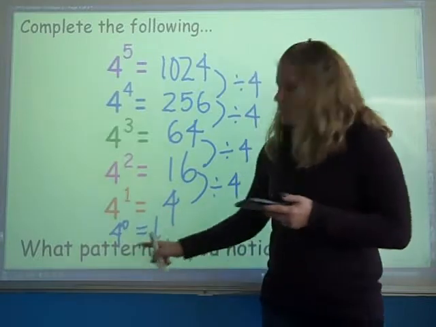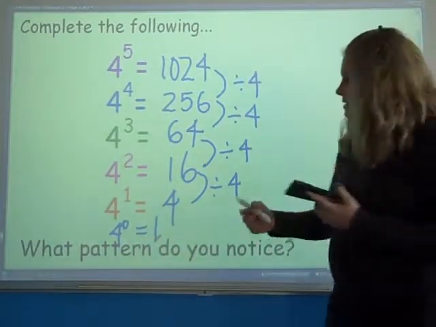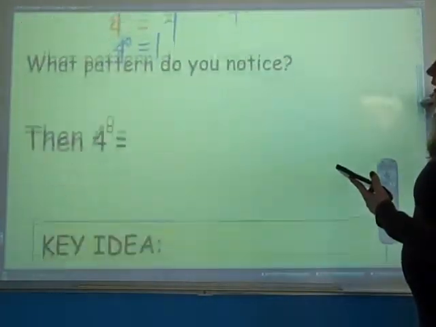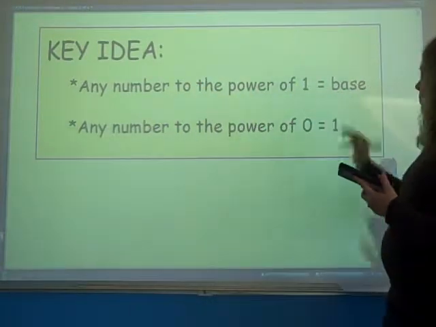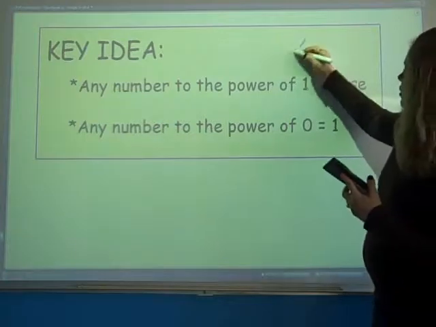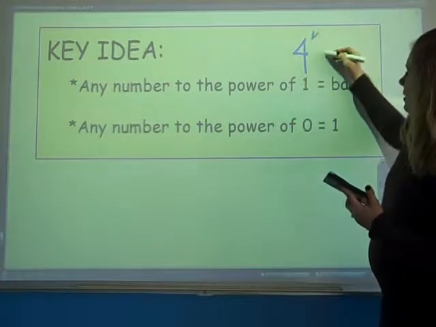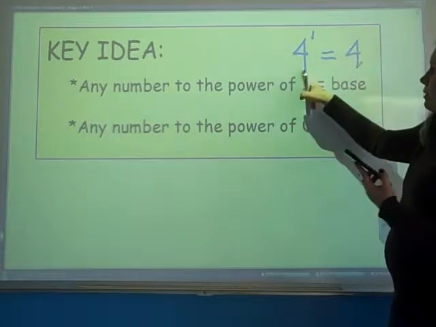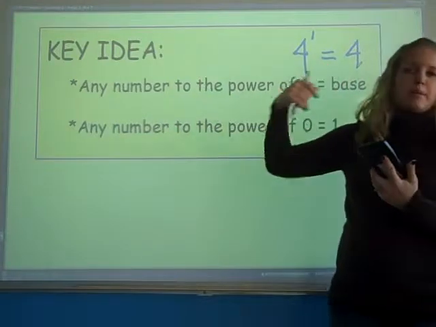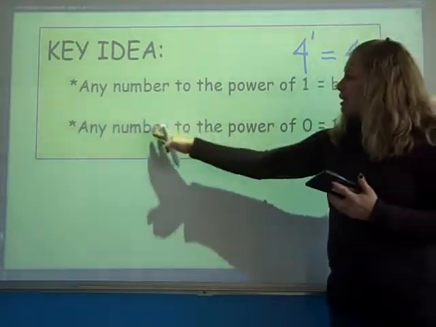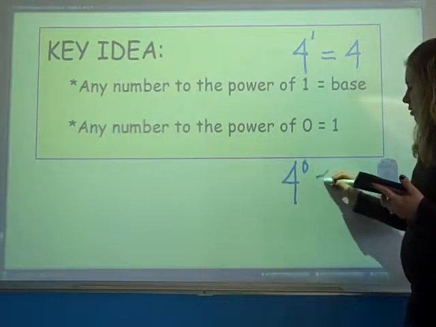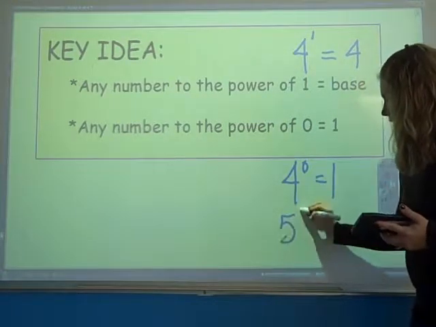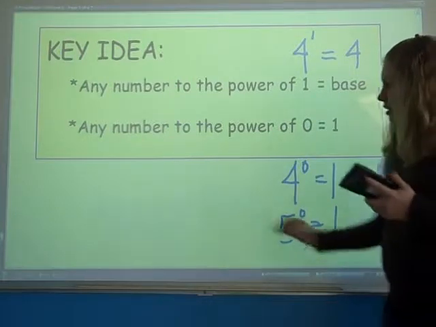And the reason why I had you do this is I want you to realize that any number to the power of 1 will be the base, like we just did. 4 to the first power gives you 4. That's the base. 5 to the first power gives you 5. Any number to the power of 0, 4 to the power of 0 equals 1. 5 to the power of 0 equals 1.